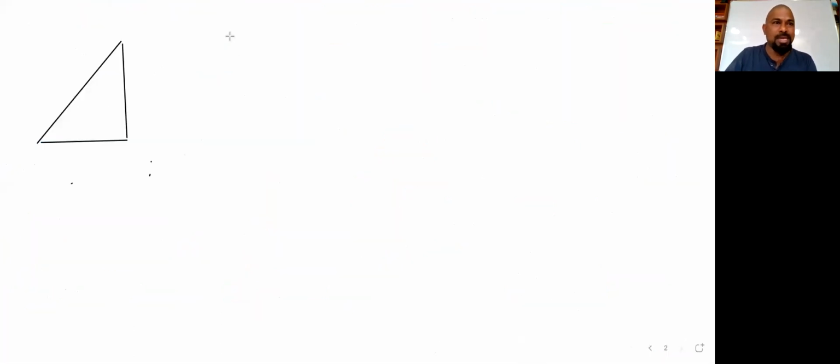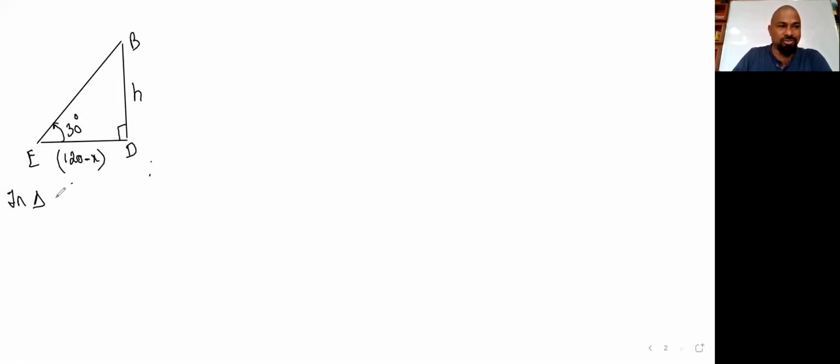Here we have B, here we have D, and here we have E, and it is 90 degrees here. Obviously H meters, and the angle of elevation is 30 degrees. But here the length is 120 minus X. This is the other triangle. In triangle BDE, angle D is equal to 90 degrees, that is the first point, and angle E is equal to 30 degrees. Yes, we got that.